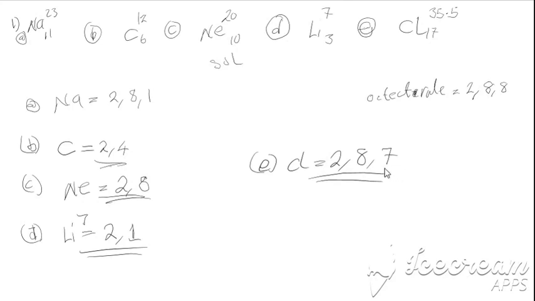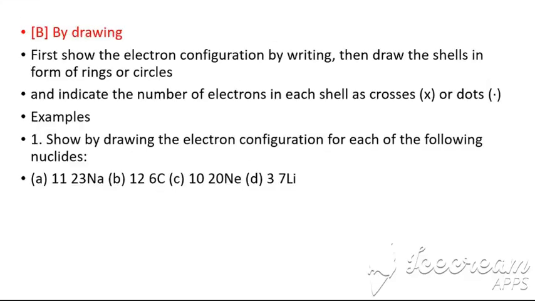7 of the periodic table because of this last number you are seeing here. I said there are 2 ways on how you can show electron configuration. The first one we did, that was by writing, and I'm sure you know. The second one is by drawing. So how are you supposed to do it?